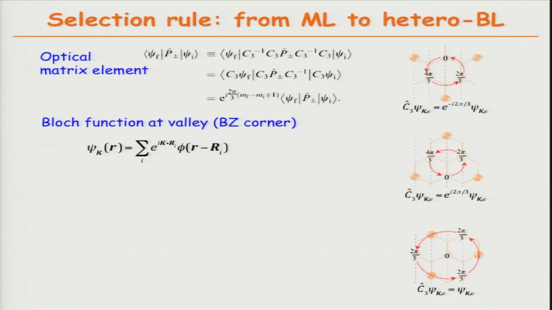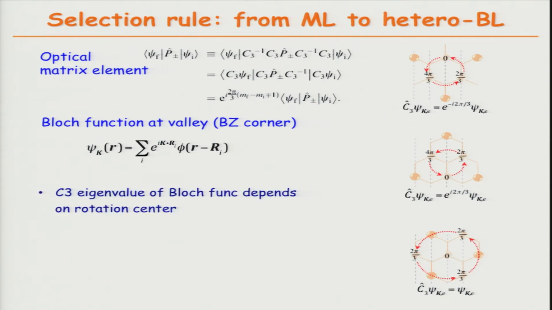The optical transition selection rule you can derive based on the threefold rotational symmetry. So under rotation, the valence band and the conduction band can transform differently, and it's their difference that determines whether it can couple to sigma plus or sigma minus polarized light. But in considering how this state transforms under the C3 rotation, you have to notice the fact that the Bloch functions are now at the corners of the Brillouin zone, so that you have this additional phase factor in addition to the rotation behavior of these Wannier orbitals.